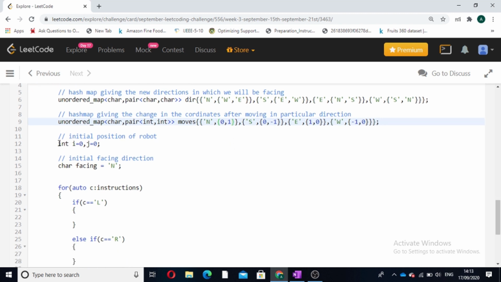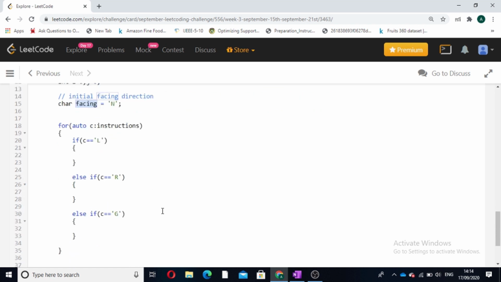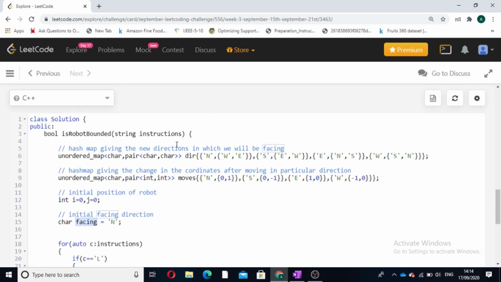Now I have taken the initial position of the robot, that is i equal to 0 and j equal to 0. This is the initial position of the robot, and the initial facing direction also. This facing variable tells us the direction in which the robot is currently facing. So now what we have to do, we are given the instructions.